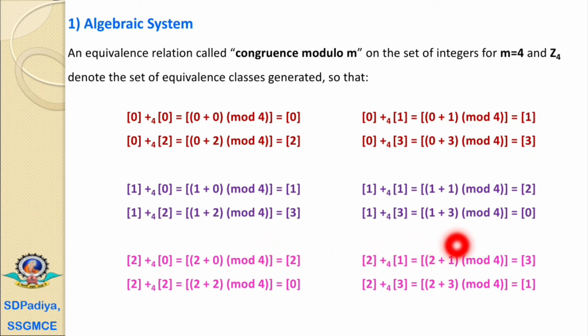2 plus 1 is 3, 3 mod 4 is 3. Next, 2 plus 2 is 4, 4 mod 4 is equal to 0. And 2 plus 3 is equal to 5, 5 mod 4 is equal to 1.